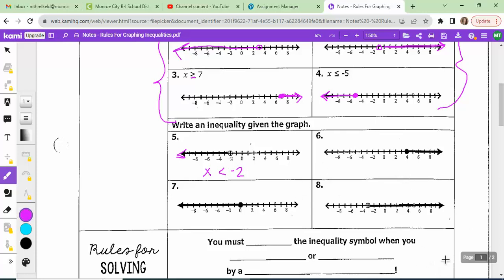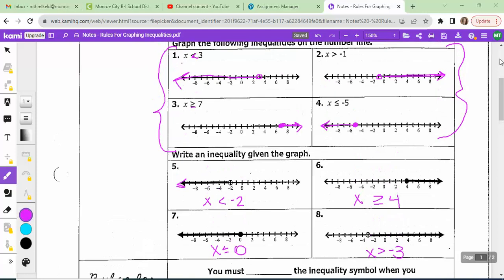Alright, why don't you guys try the next two? See if you can get them. For 6, I did it, but like how they taught us. You don't know what x is. So this one would be x is greater than or equal to 4. What'd you put for 7? Less than or equal to 0. And the last one. Alright. Let's keep going then.